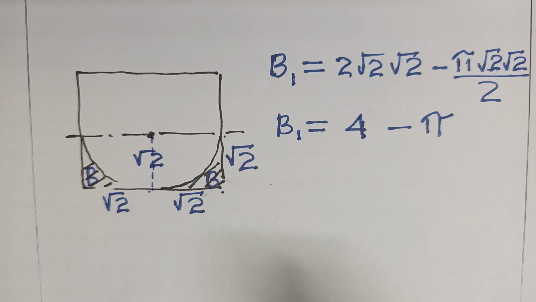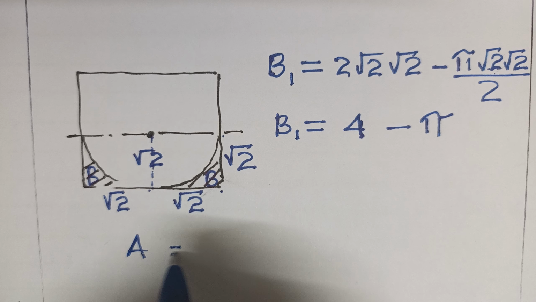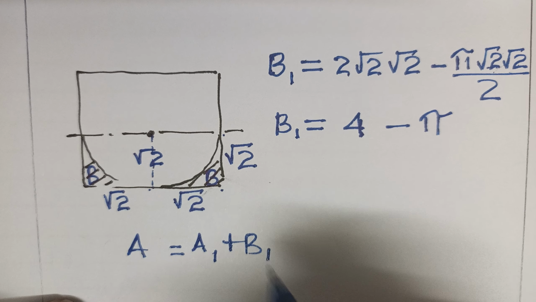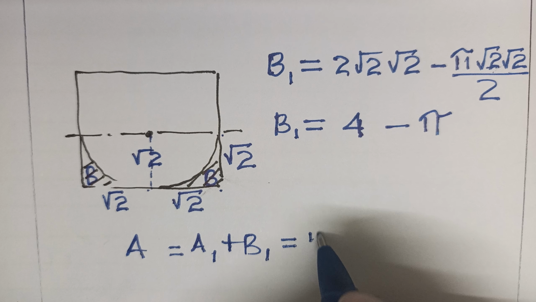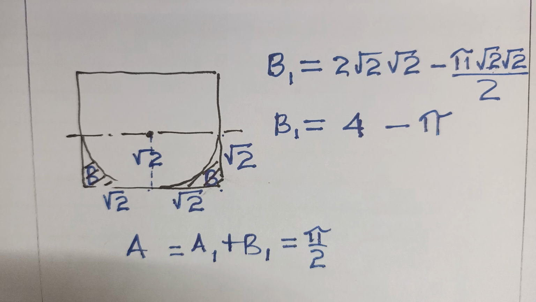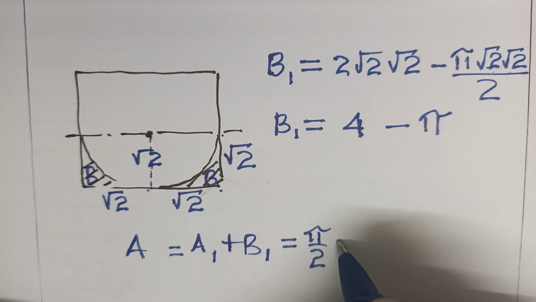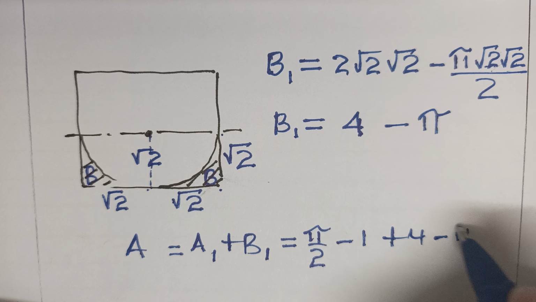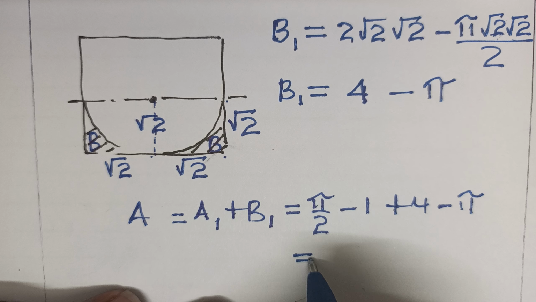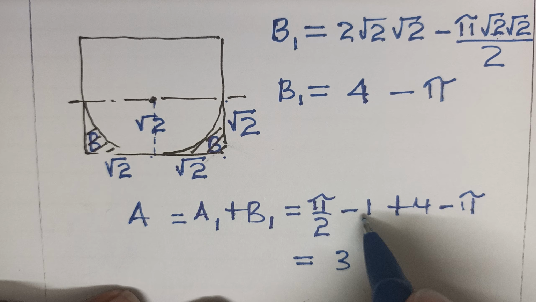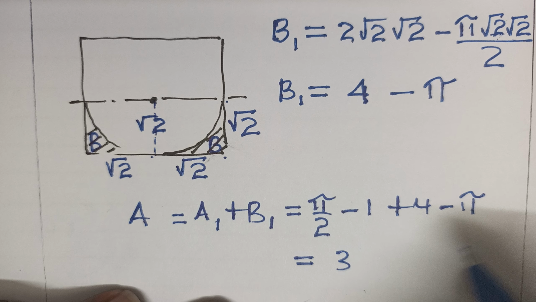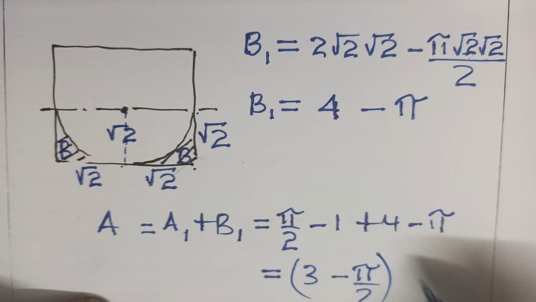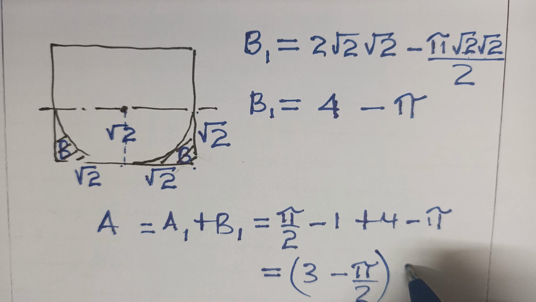So that now, guys, our area is now going to be A1 plus B1. And this one is now equal to pi over 2 minus 1 plus 4 minus pi. And so the area will come now to 3, since minus 1 plus 4 is 3. Pi over 2 minus pi is minus pi over 2. And so, guys, this is our area, that is 3 minus pi over 2 square units.